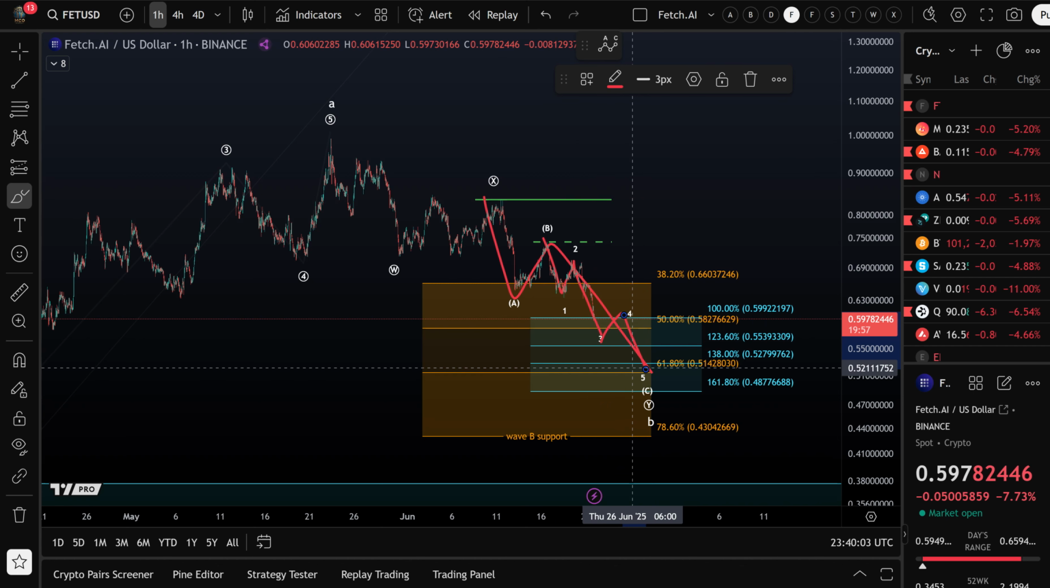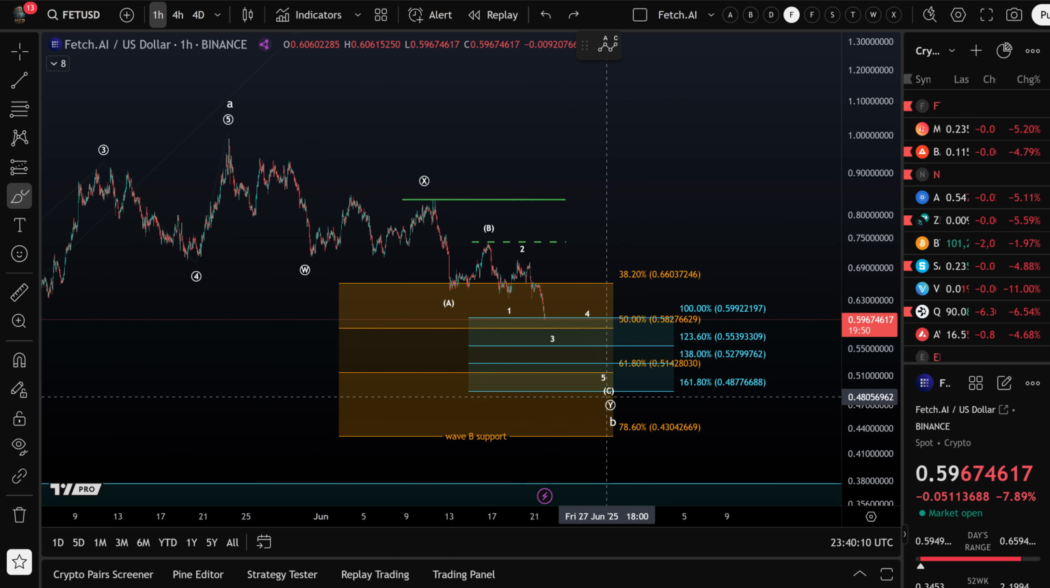And basically the idea is that we're now in the mid stages of an internal third wave there of wave C. Because there could be another bounce in wave 4 and then a final dip in wave 5. That's sort of the perspective at the moment.